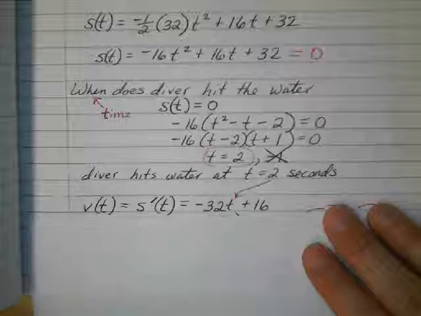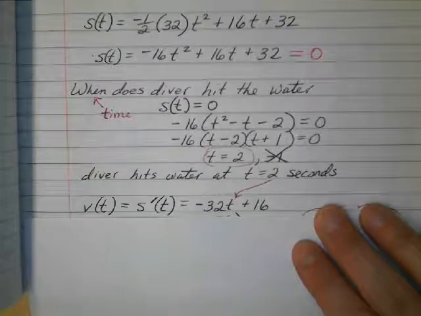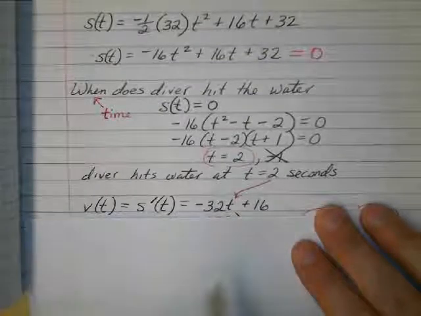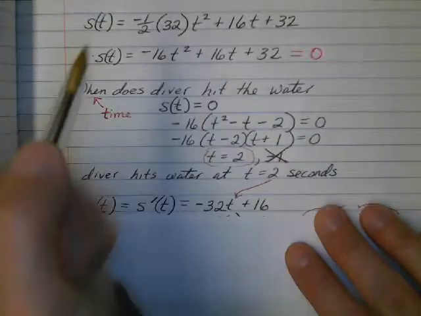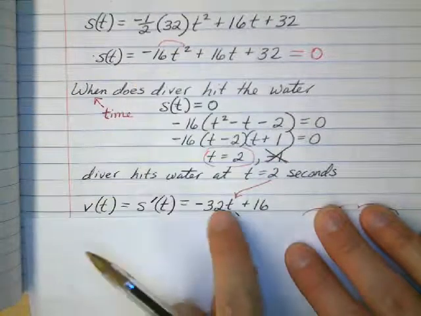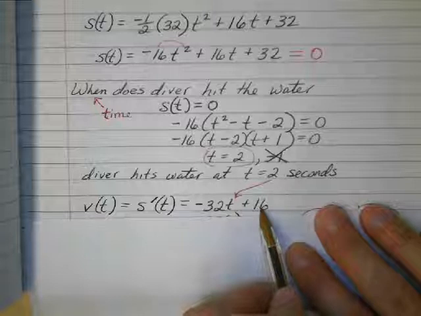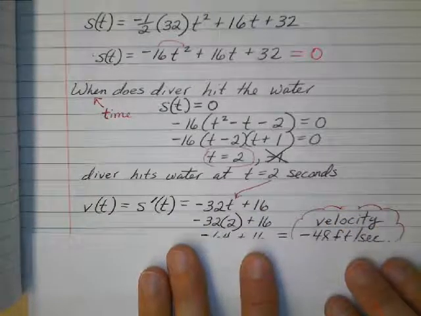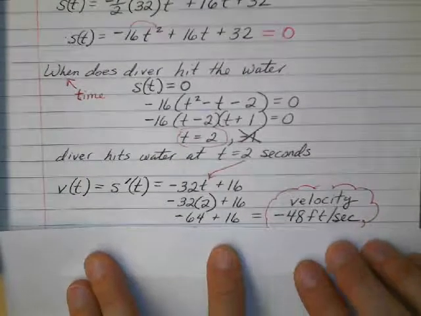So hopefully you can follow all that. Does that make sense? You take the derivative and then plug in this 2. I got this by looking up here and taking the derivative: 2 times -16 is -32t, and the derivative of 16t is 16. Then you plug in 2, and you should get your velocity. I got negative 48 feet per second.